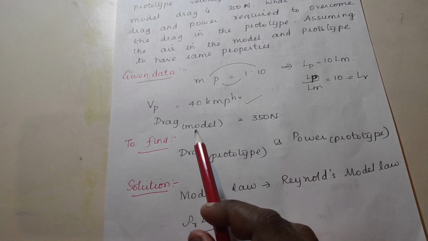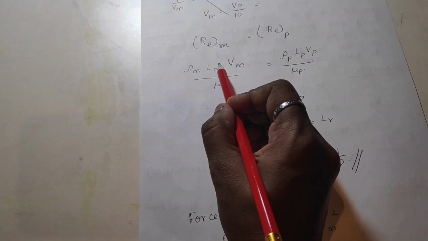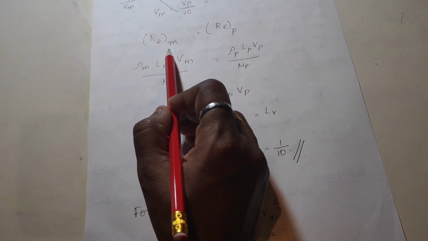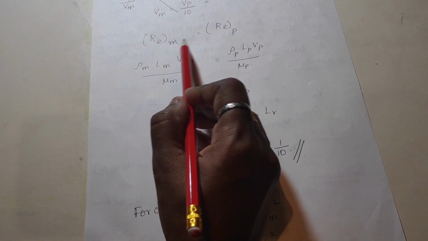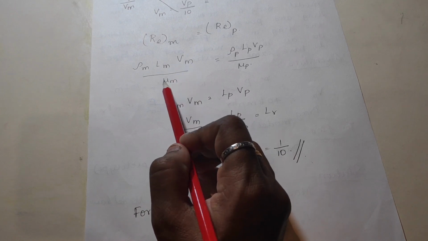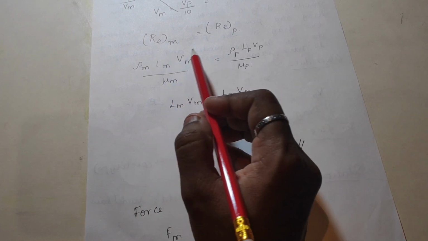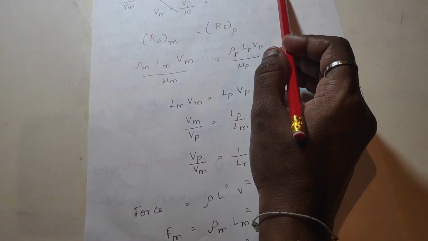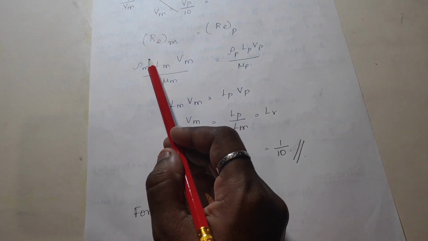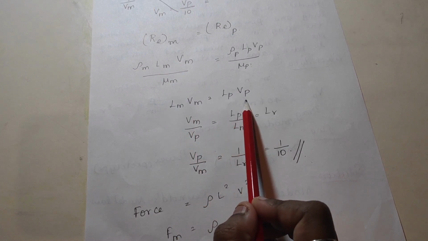As it is a drag, you have to apply Reynolds model law. What is Reynolds model law? Reynolds number for the model is equal to that of the prototype: rho m Lm Vm divided by mu m is equal to rho p Lp Vp divided by mu p. As model and prototype have the same properties, you can cancel rho and mu. So finally you will get Lm Vm is equal to Lp Vp.